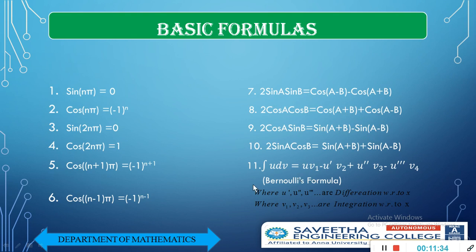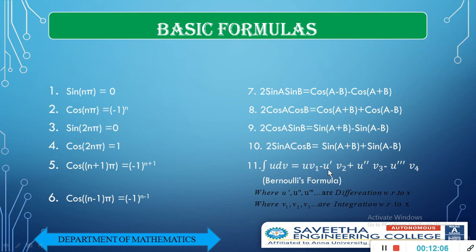And the next one, this 11th formula, is a very important one: Bernoulli's formula. If you know this one, you are able to write the solutions here. So integral of uv dx, not dv; we made a mistake here. The integration of uv dx equals u v1 minus u' v2 plus u'' v3 minus u''' v4 and so on. That is alternating signs: positive, negative, positive, negative.